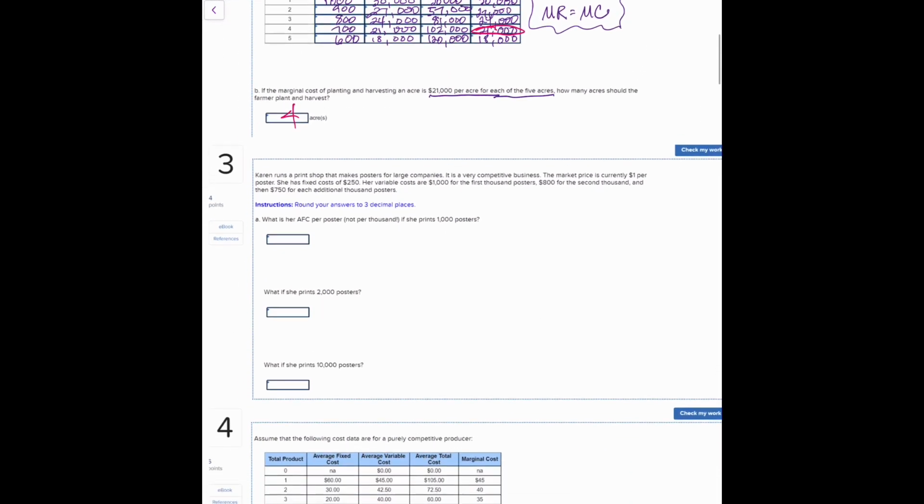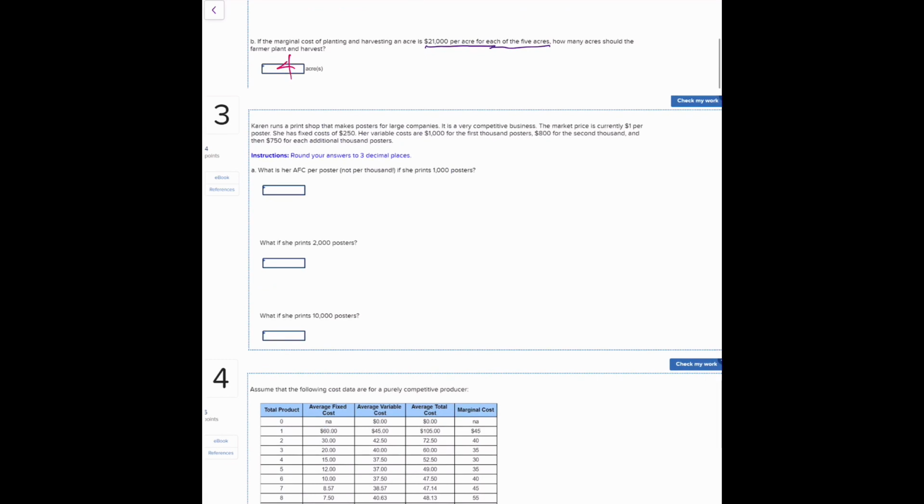Number 3, Karen runs a print shop that makes posters for large companies. It's a very competitive business. The market price is currently $1 per poster, and she has fixed costs of $250. Her variable costs are $1,000 for the first 1,000 posters, $800 for the second 1,000, and then $750 for each additional 1,000. And so we're going to calculate her fixed costs per poster, her average fixed cost. So that's the asymptote function that we had talked about last chapter. And we'll take it from there.